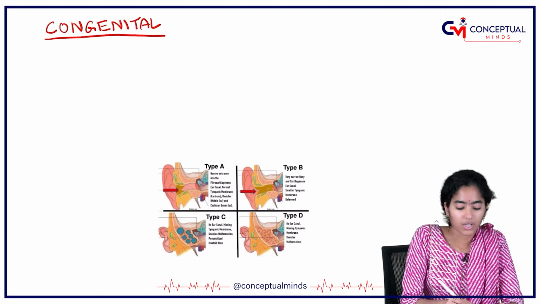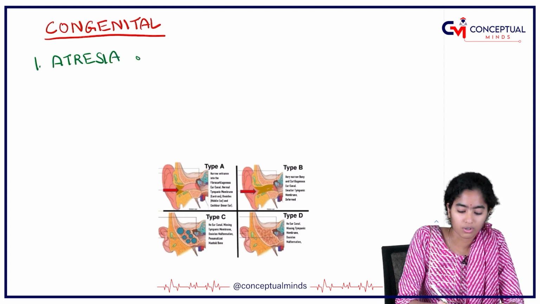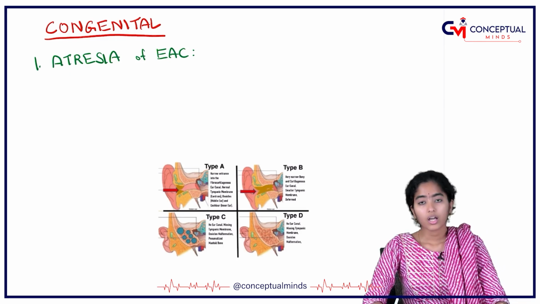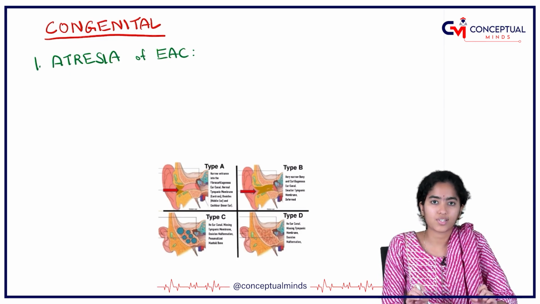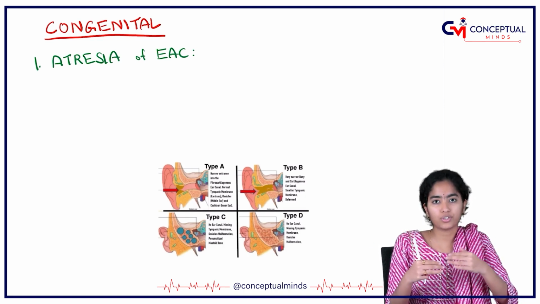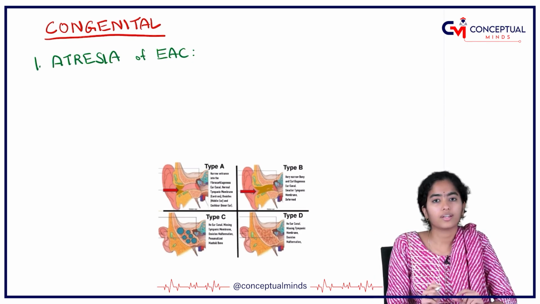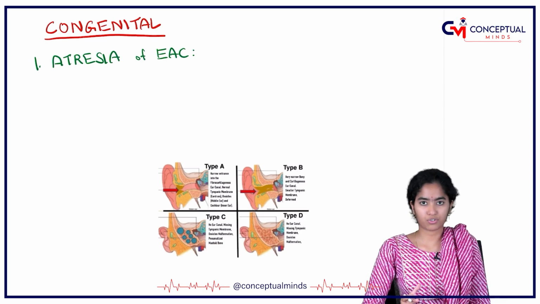In that, the first one is atresia of external auditory canal. Now, atresia means failure of canalization. Any hollow structure or any passage, instead of being hollow, if it is solid, not allowing a passage, then we call it atresia. Embryologically, you must have come across a lot of atresias.